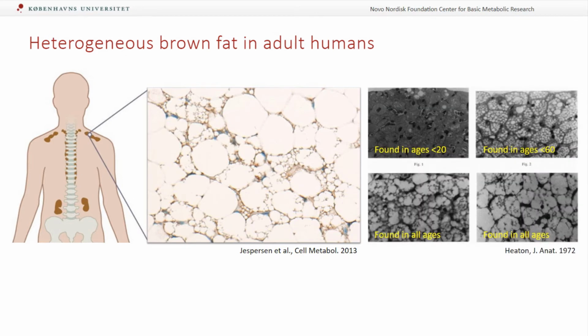If we go back in time to 1972, there was a study looking at how brown fat morphology was in different age spans. In children and up to the age of 20, we can see this homogeneous kind of brown fat. It is almost completely depleted of lipids because it's so active. Then as we grow older, we get more and more lipids, and it becomes more and more heterogeneous and more similar to white adipose tissue.